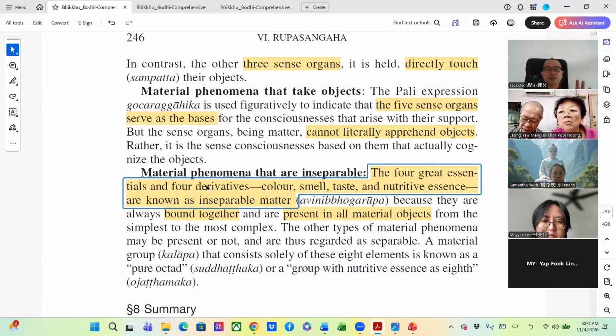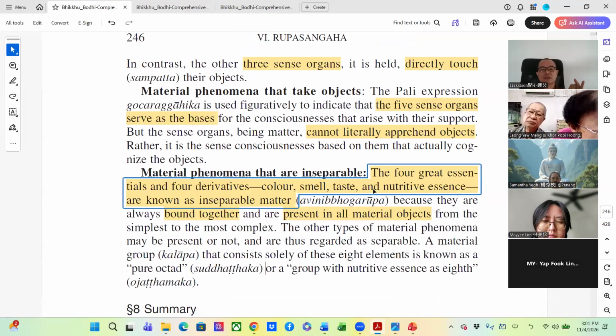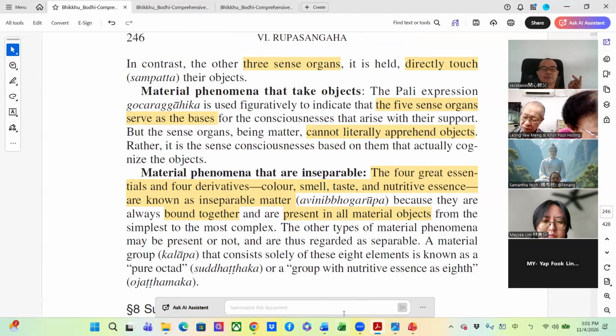Now you see, okay. Well, the four great essences, and then the four derivatives: color, smell, taste, and nutritive essence. So this is the most fundamental in a kalapa, just like in the atom, the most fundamental are the electron, proton, and the neutron. So this is the most fundamental.